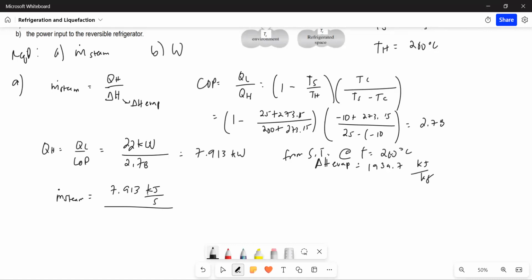Okay? So I will write that here. Our unit is kilograms per second. So the value is 0.00408 kilograms per second.